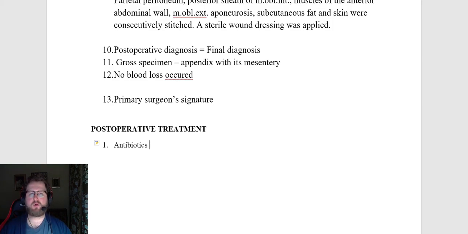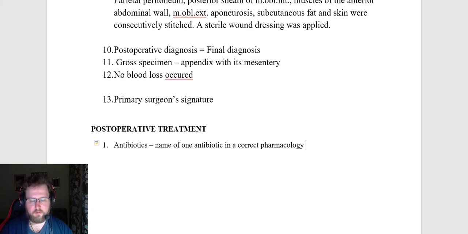You will have to write down the name of one antibiotic in a correct pharmacology manner. Let it be cefazolin.